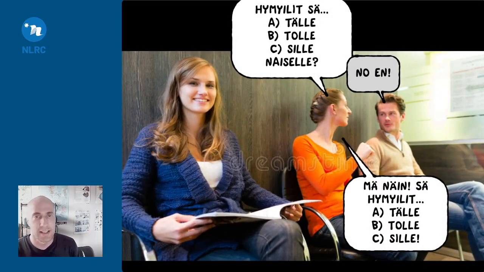Hymyilit sä tälle naiselle? Hymyilit sä tolle naiselle? Hymyilit sä sille naiselle? No en. Mä näin, sä hymyilit tälle. Mä näin, sä hymyilit tolle. Mä näin, sä hymyilit sille. So people are waiting somewhere and the lady in orange is asking, did you smile at that woman? And the man is saying, no, I didn't. And then she replies, I saw it, you were smiling at her. What are the best options here in terms of demonstrative pronouns?